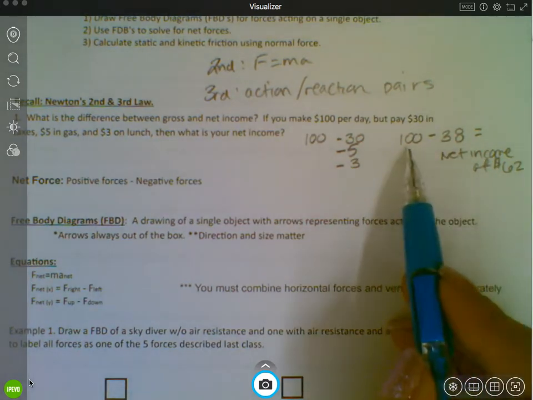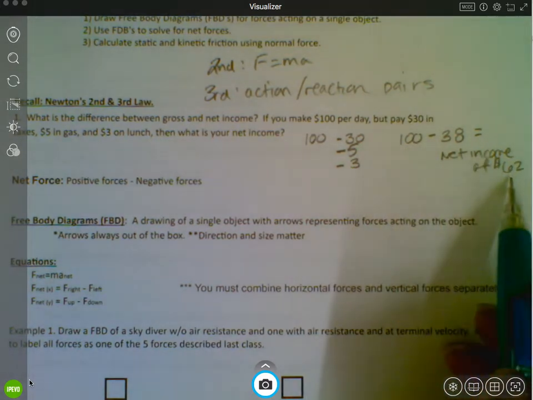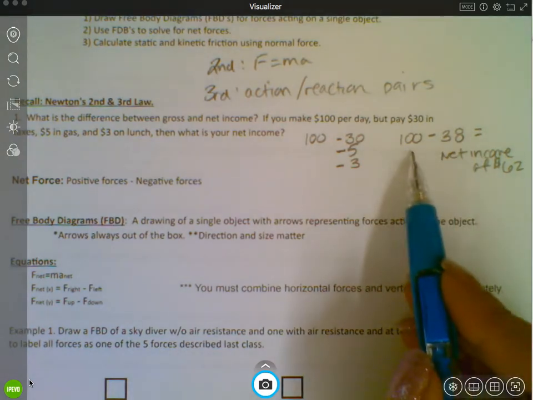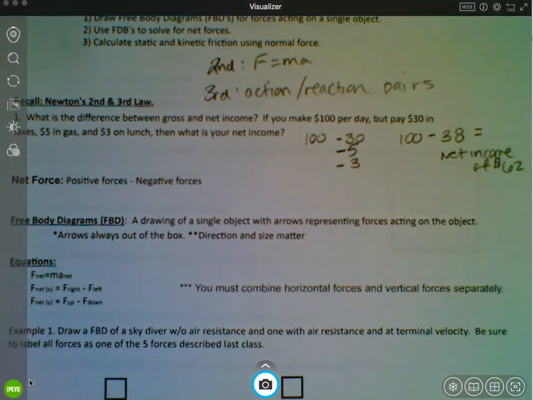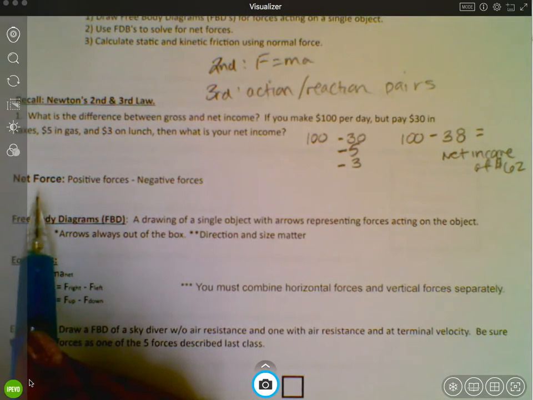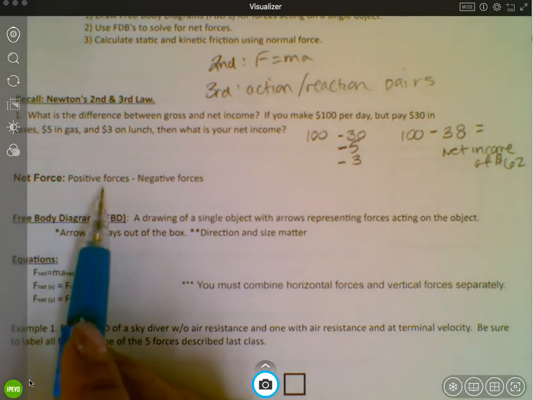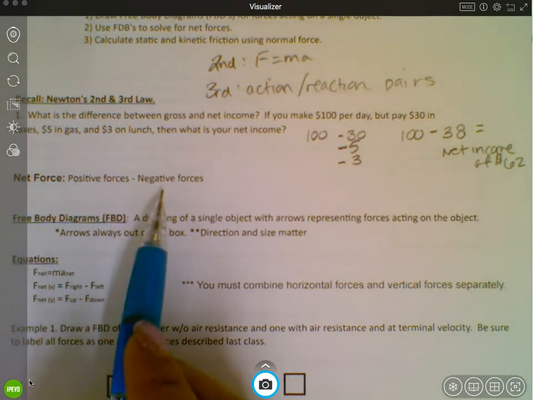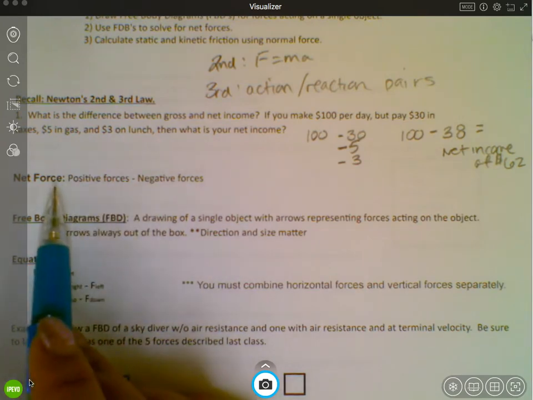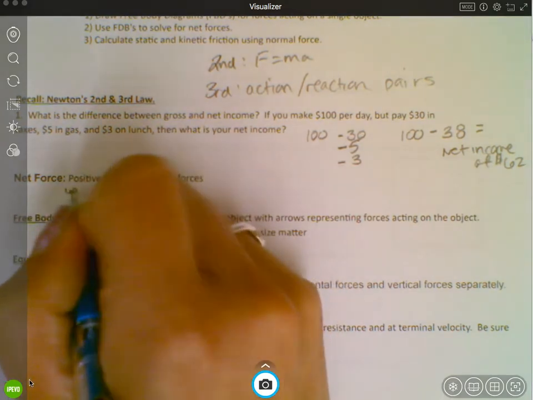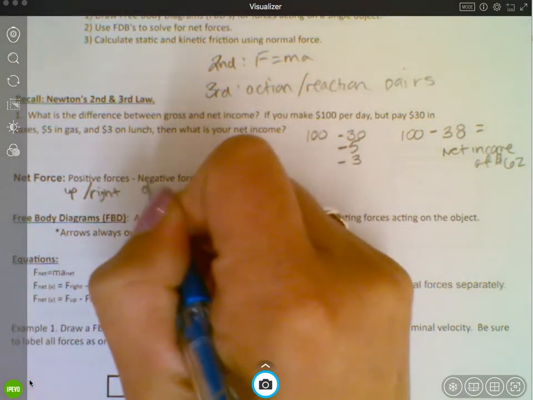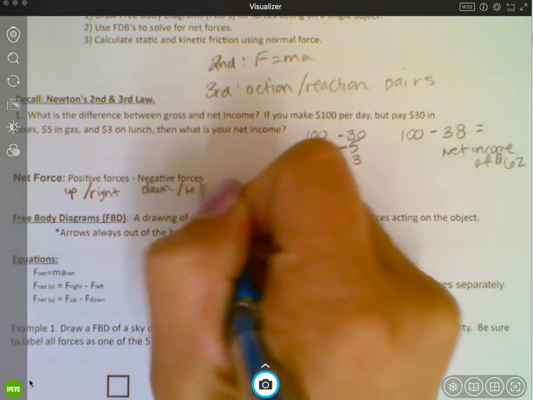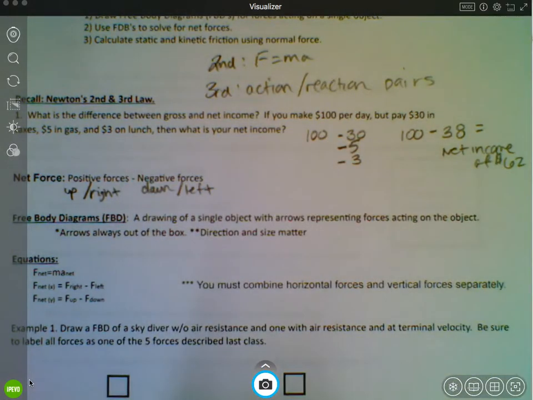This 100 is your gross income, right? And the net income is the difference of the positive that you got paid to what you're paying out. Now that's the exact same thing with forces. In order to find the net force, you're going to hear this word a lot, you take the positive forces and you just subtract the negative forces. The positive forces are the ones that are up or to the right. Negative forces are down or left. Okay, just the direction.